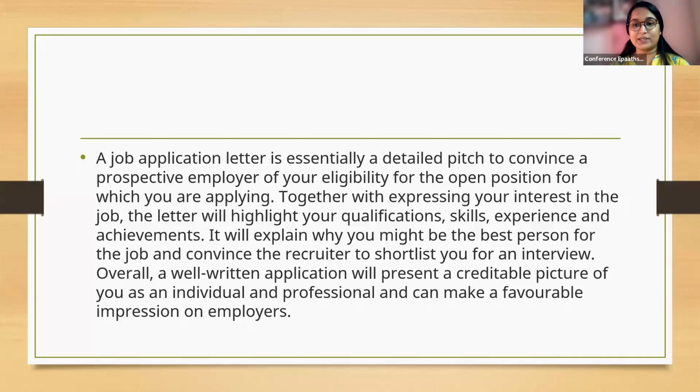So what is a job application letter? It is essentially a detailed piece to convince a prospective employer of your eligibility for the open position which you're applying. So when you see an advertisement or you get to know about some openings from some other sources, you are writing the application. In your application, you will write why you are eligible for the position and you want to work with the company, that you need to express.